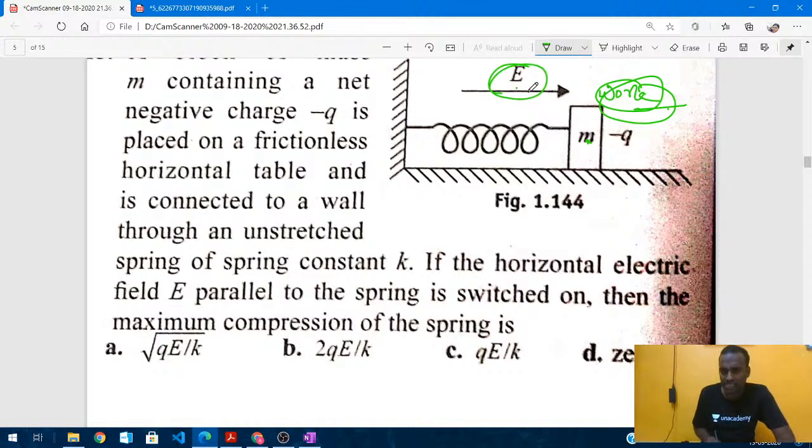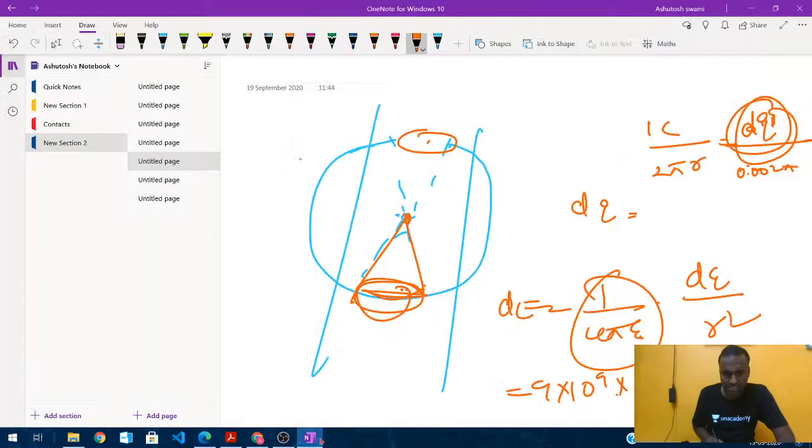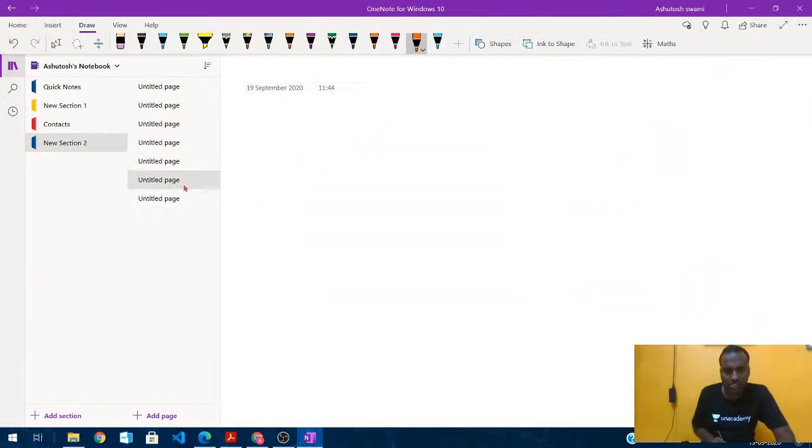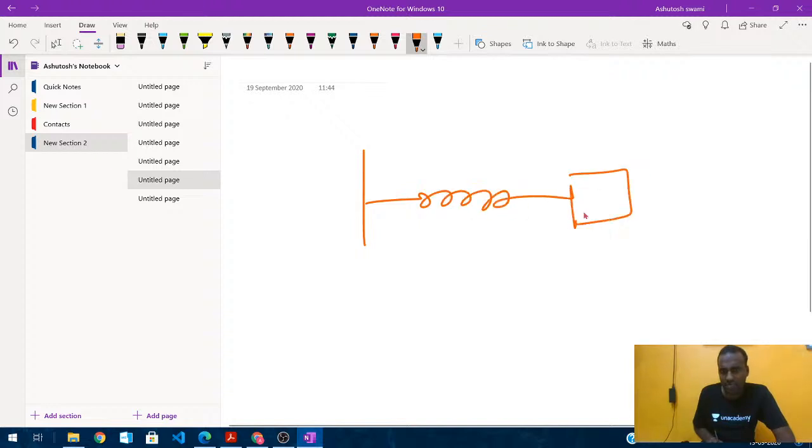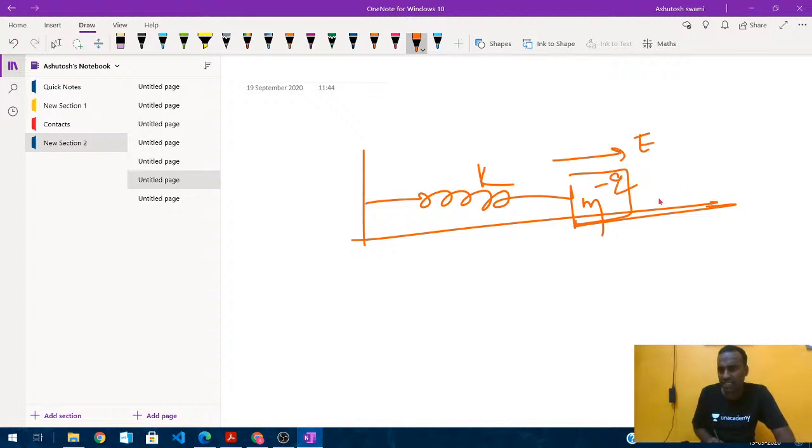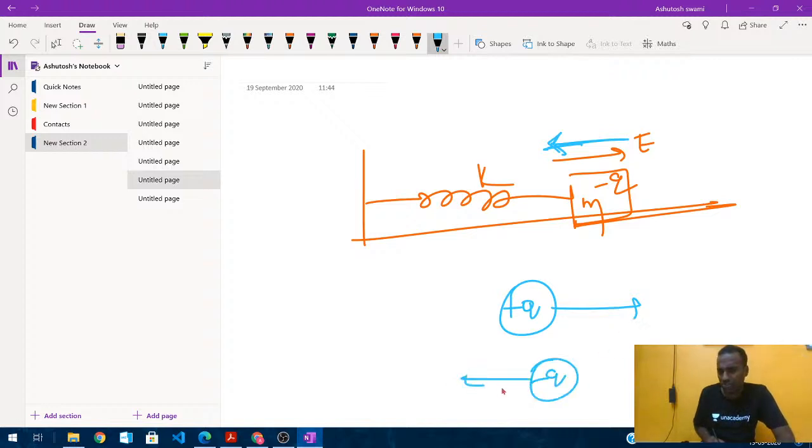Since a negative charge is there, let me take a new page, students. There is a spring attached to a block of mass m, the spring constant is k, and a negative charge is there. This is the direction of the electric field. The force it experiences is in the opposite direction. For a positive charge, the electric force is in the direction of the field. For a negative charge, it is opposite to the direction.